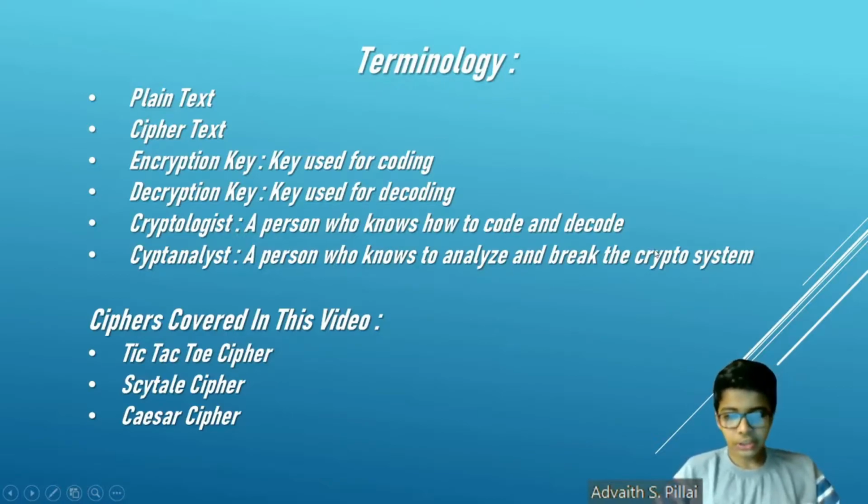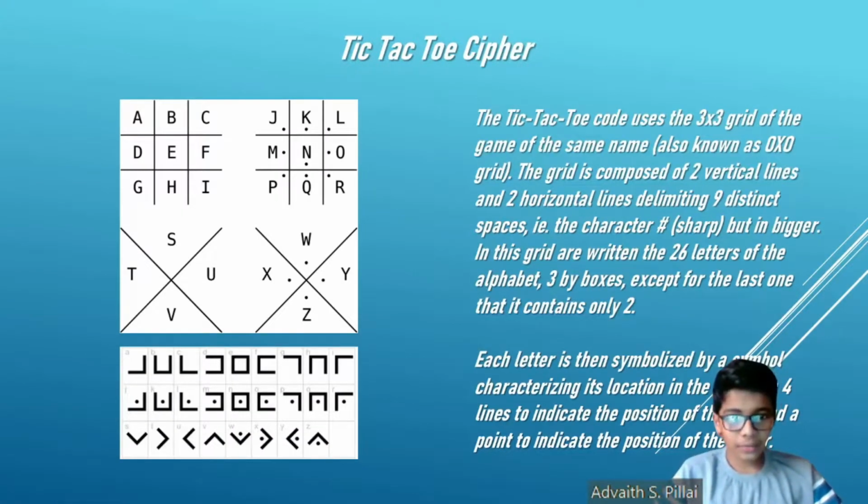Okay guys, so now we are going to be looking at the ciphers covered in this video. So in this video we are going to be covering Tic Tac Toe Cipher, Scytale Cipher and Scytale Cipher. Okay guys, so now let's start with the Tic Tac Toe Cipher. So first of all, the Tic Tac Toe code uses the 3x3 grid of the game of the same name, also known as OXO grid.